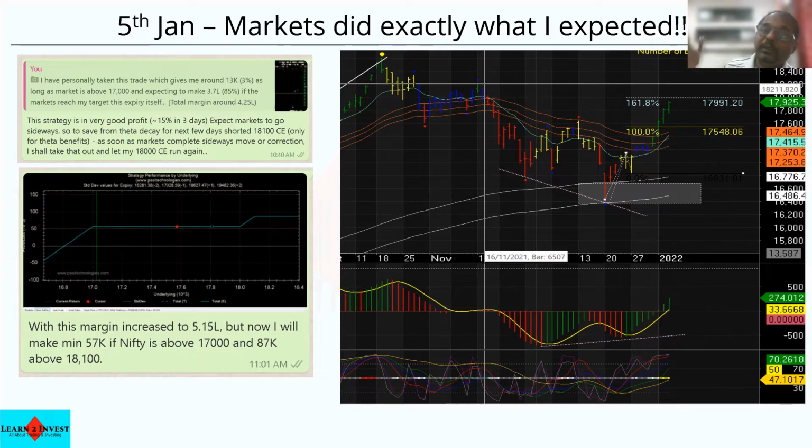Okay, and if the market happens to go above 18,100, I would be making 87,000. Perfect, right? Just 3 days and your trade has moved. So this is the beauty. If the market is moving, and if you are a directional trader, and if you are able to hedge, and if you are able to lock in the profits the right way, because there are options traders.